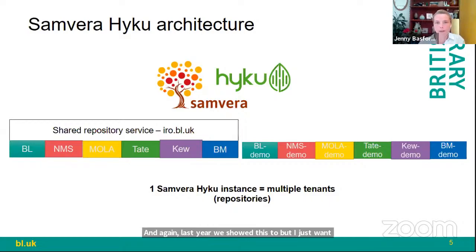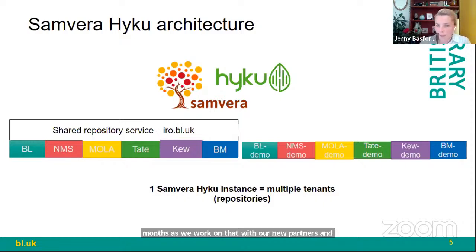of the technical infrastructure that sits behind our repository service. This is the inherent multi-tenancy architecture that Hyku does out of the box. So you have multiple tenancies, multiple repositories, all sitting on one instance. As you can see here, we have 12 altogether, 6 of which feed into the shared repository service and are available via a shared search, which actually isn't available at the moment, but will be coming back again in the next couple of months as we work on that with our new partners.